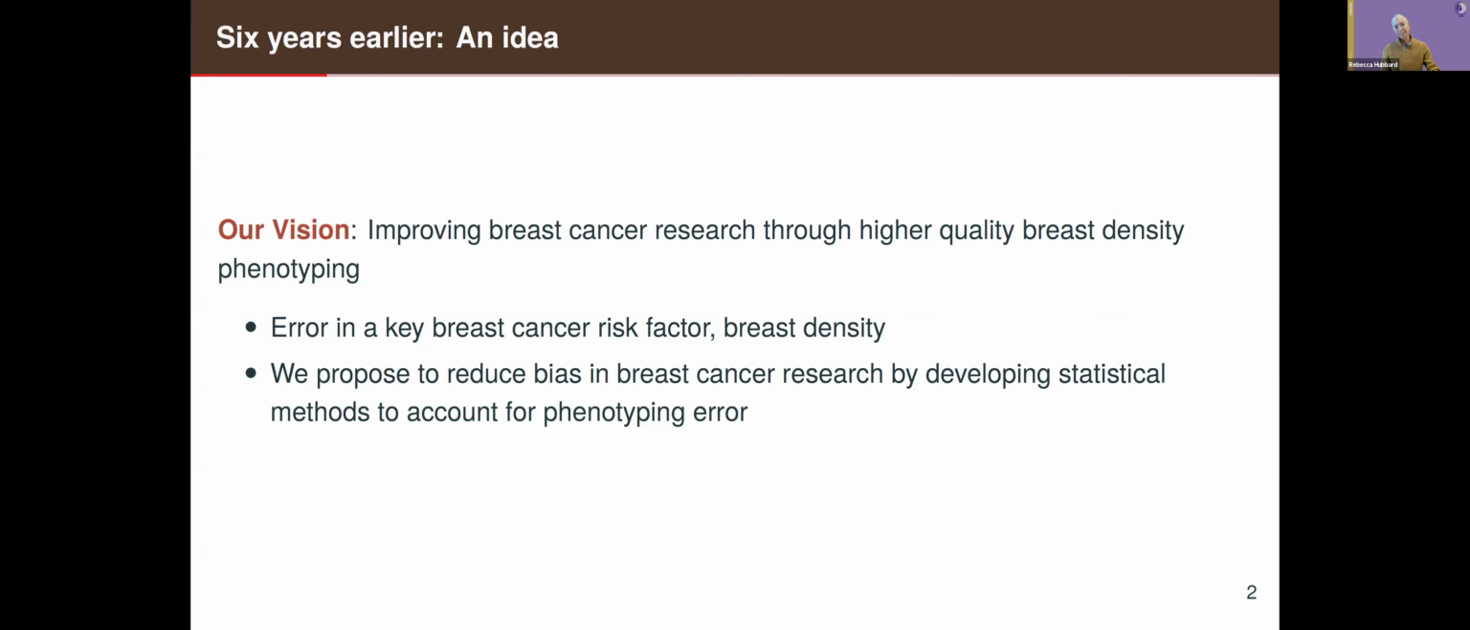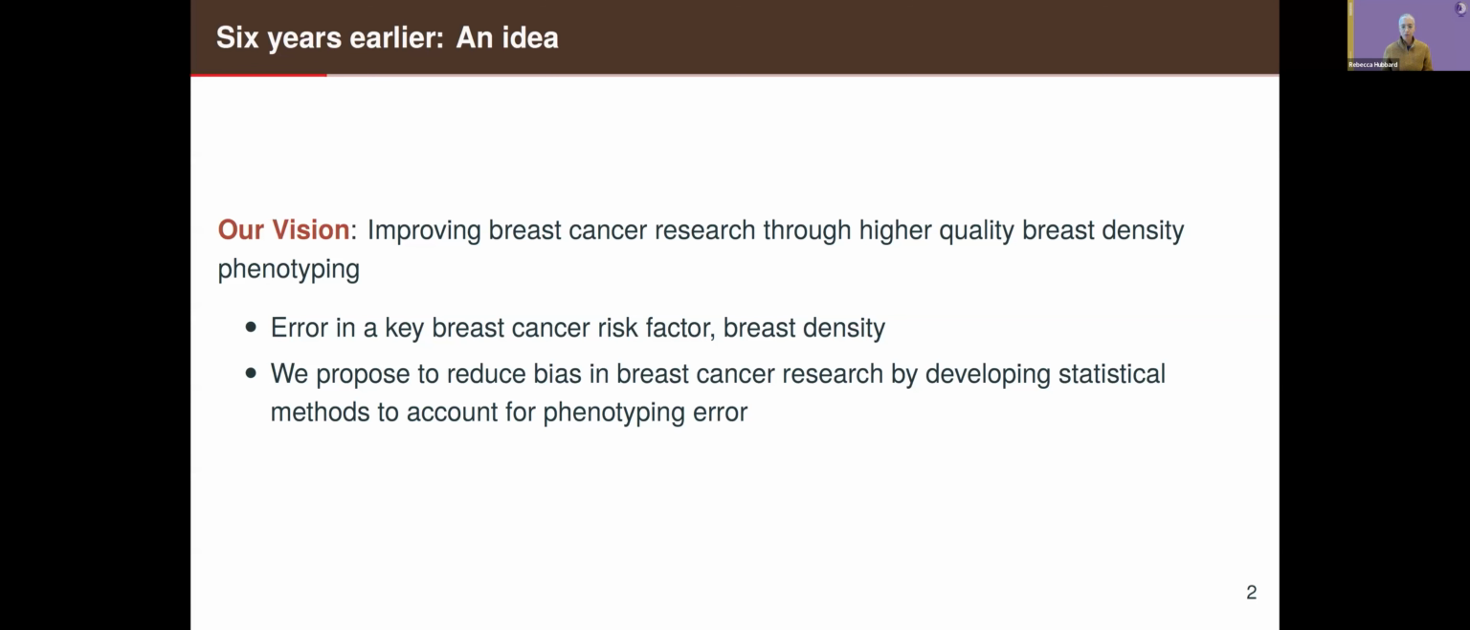So 6 years earlier, back in 2014, I had an idea. My idea was I want to improve breast cancer research by addressing error in a key risk factor for breast cancer, which is captured from radiology reports, referred to as breast density. Breast density is an important risk factor, but it's missing for some women. It's inaccurately assessed for other women. So just like many things from the EHR, it's error prone.